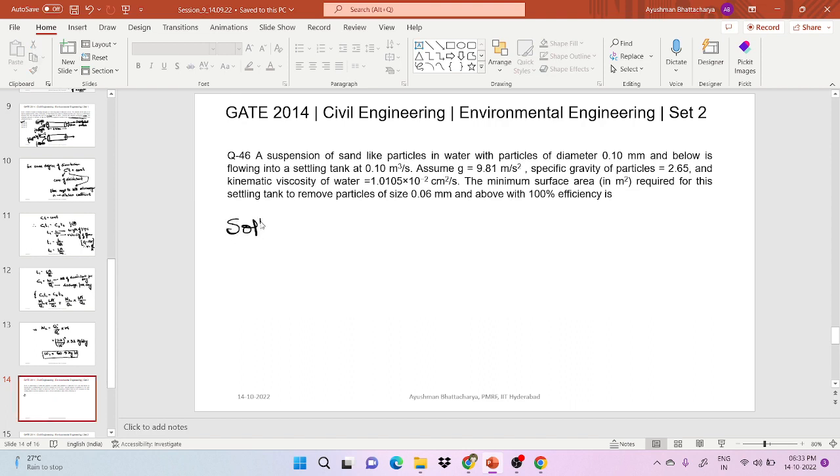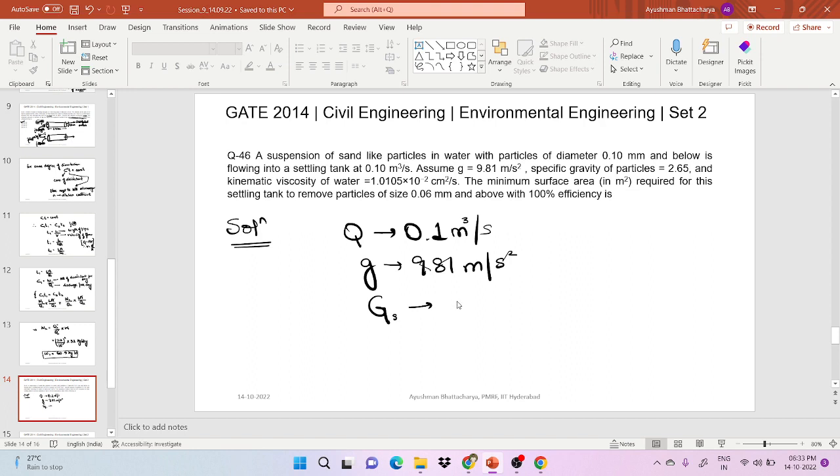we will proceed to how to solve this question. Initially, I will write what data they have mentioned. Flow rate they have mentioned 0.1 meter cube per second. g is equal to 9.81 meter per second square. Gs is equal to 2.65 and kinematic viscosity they have given as 1.0105 into 10 raised to minus 2, unit is centimeter square per second.